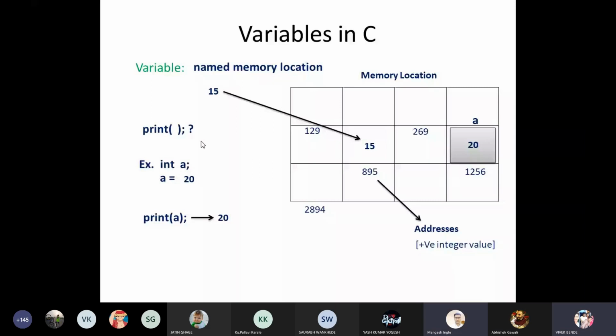Sir, these numbers like 1256895, are memory location addresses, no? Yes, they are called addresses. It is called an address or a memory location. You can use both terms, but sometimes somewhere you call it an address, and sometimes somewhere you call it a memory location.